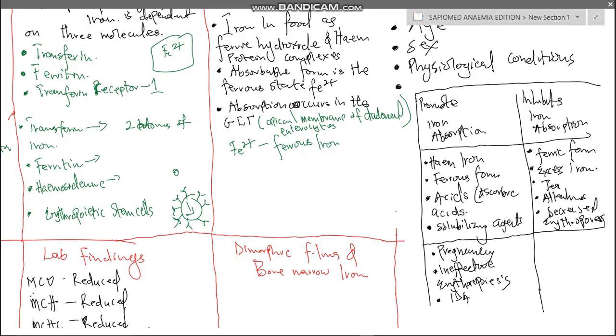Then those that inhibit iron absorption, we have the ferric form, that is Fe3 plus, and excess iron. So when there is a lot of iron in the body, the body tries to initiate a homeostatic mechanism, whereby the receptors on the apical membrane of the duodenal enterocytes, those that are responsible for the absorption of the iron, will be seized. It's a homeostatic approach. Alright.